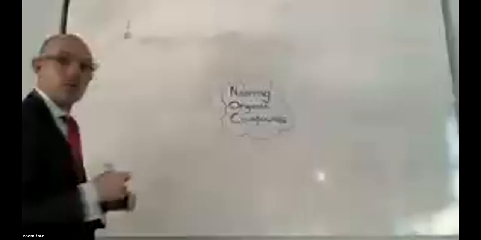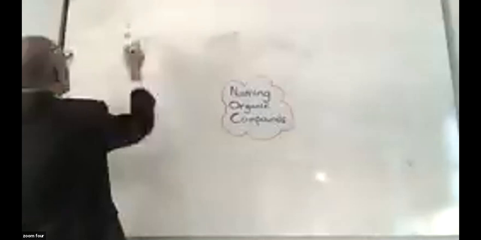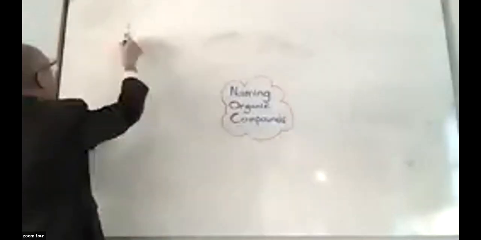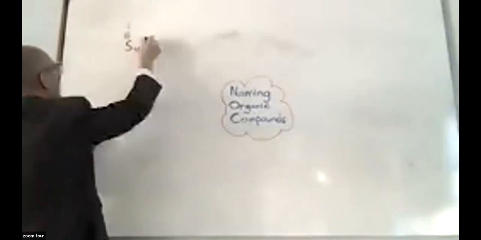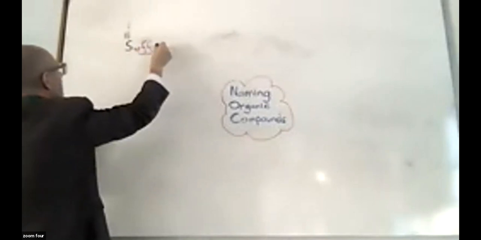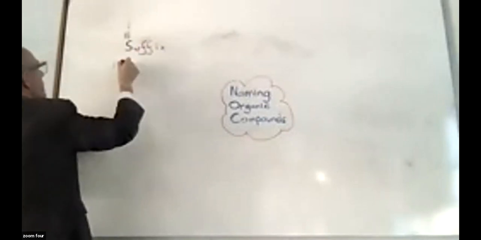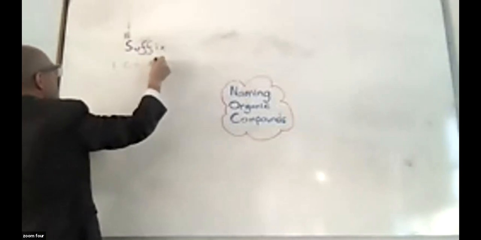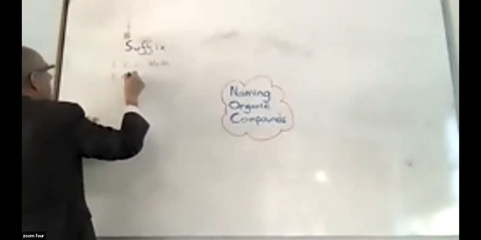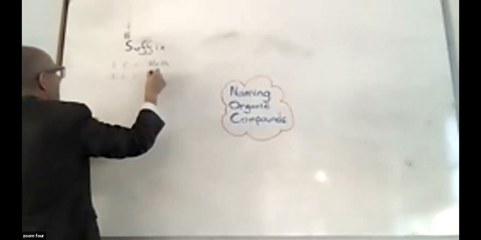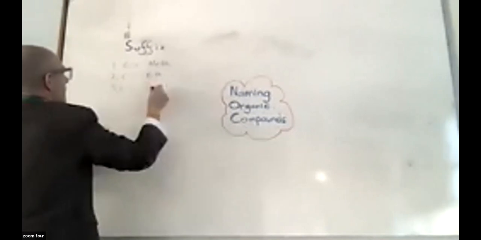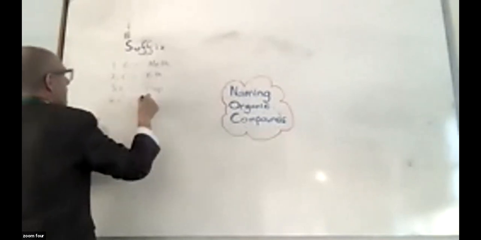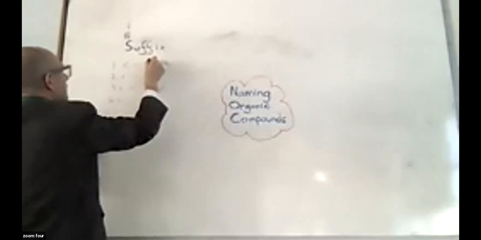You've written naming organic compounds at the top, and we are going to start off by just putting in the suffix here. I don't know if suffix has got 2 F's or not. I'm going to go for 2 F's. So we've got the suffix, and we've got 1 carbon equals meth, 2 carbons equal eth, 3 carbons equal prop, and 4 carbons equal but.